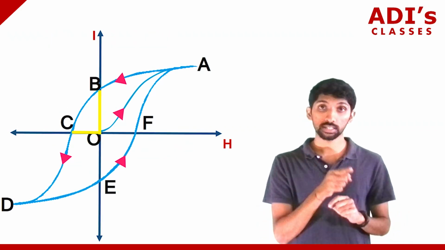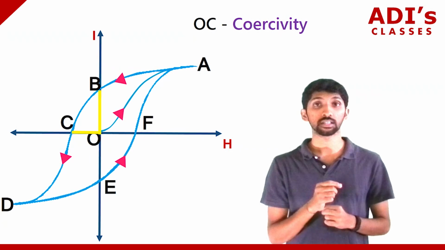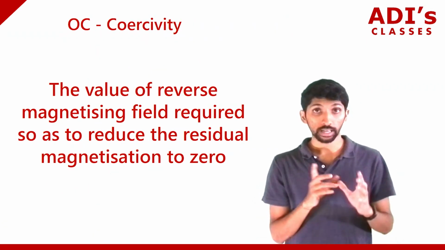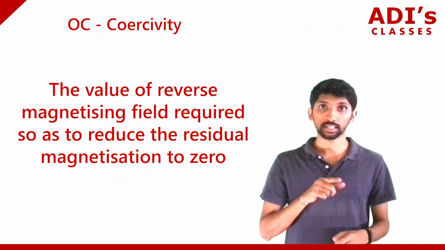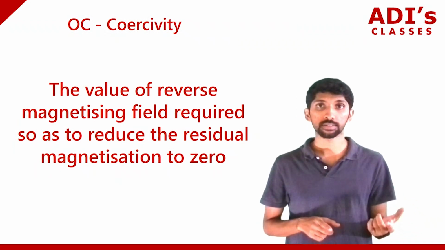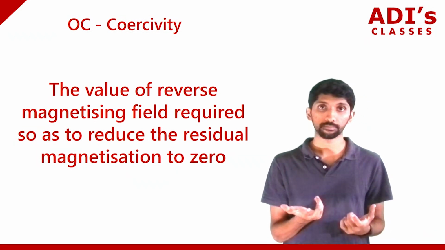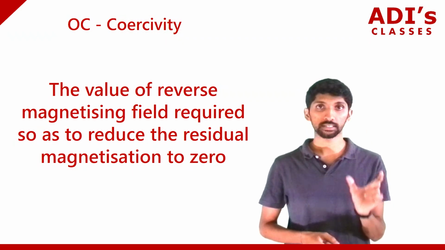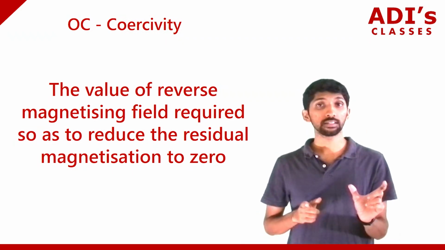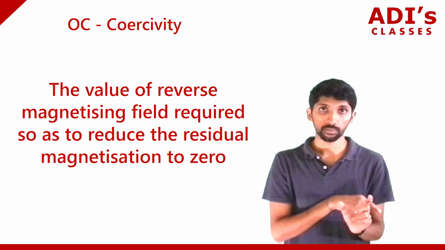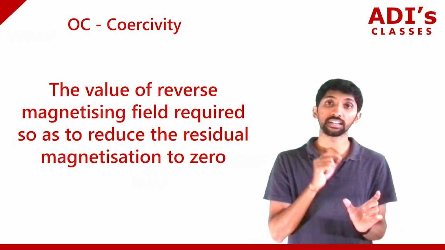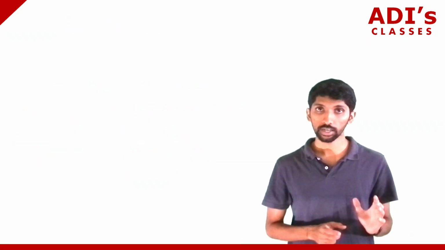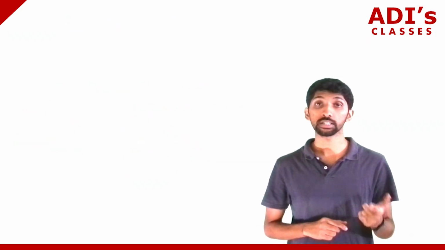Then OC, which you can see, we call coercivity. Coercivity is basically how long, if you are giving the magnetizing field in the opposite direction, the ferromagnetic substance can still retain the magnetic effect, or whatever magnetic property it has. Meaning, you have a ferromagnetic substance and you start giving the external field in the opposite direction. For how long can it still retain the property? That is basically coercivity. So OB is retentivity, OC is coercivity.